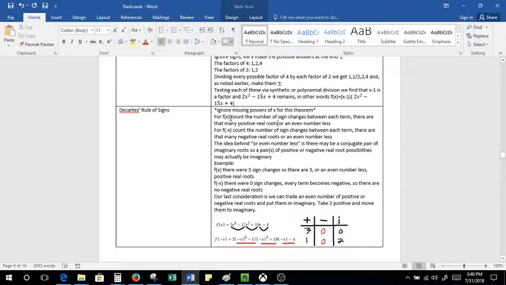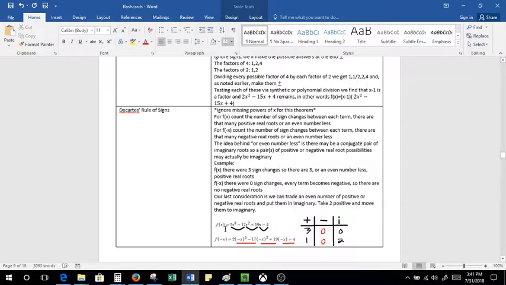So in Descartes' rule of signs, we're going to ignore any missing powers of x. That's unusual, right? When we talked about polynomial long division or synthetic division, we had to have placeholders. So for f of x, count the number of sign changes between each term. There are that many possible real roots, or an even number less.